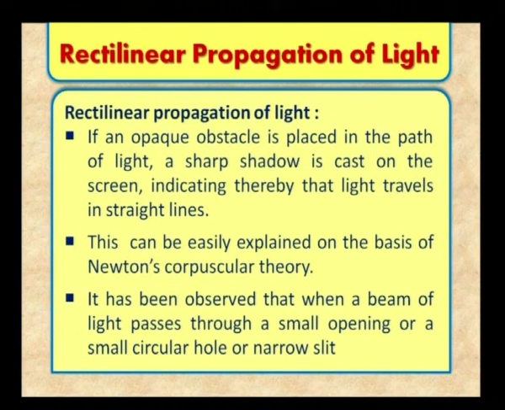According to Newton, light travels in the form of straight lines. You have an object here, and the shadow is formed here, right. You can see the shadow. How do you explain the shadow? Light is traveling in straight lines and you get the shadow, right. The formation of shadow can be easily explained on the basis of Newton's theory.